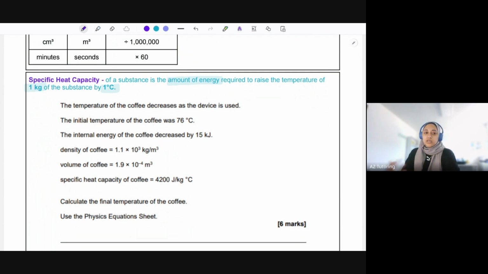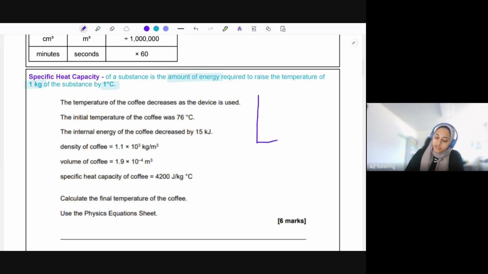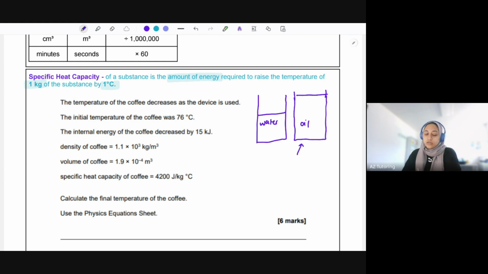If they ask you why is it 1 kg of substance, why is it 1 degree Celsius? Just think of it this way. If I had, for example, water, and I had oil, if I had half the amount of water compared to oil, of course it would take longer to heat the oil because you've just doubled the amount.